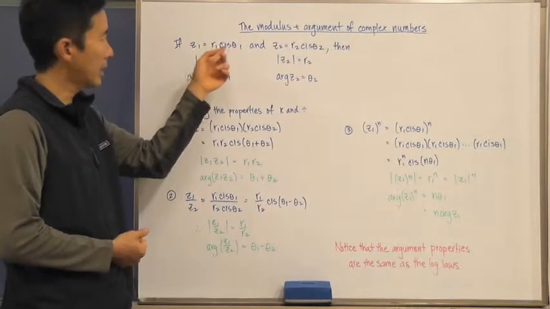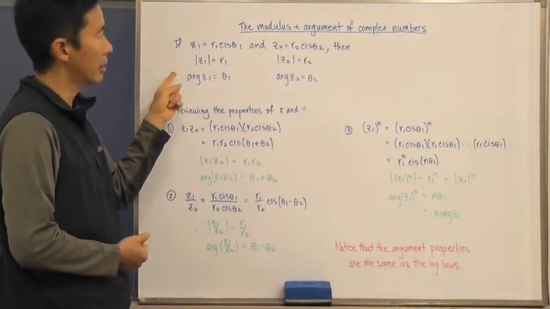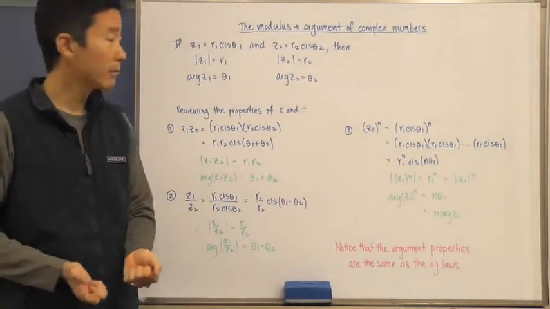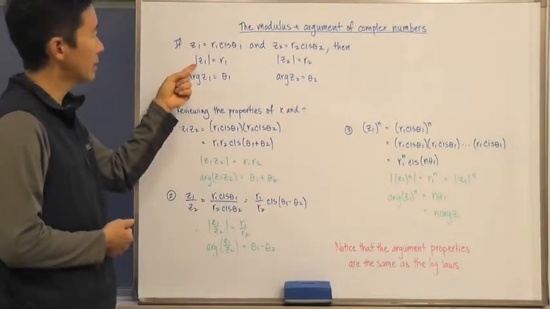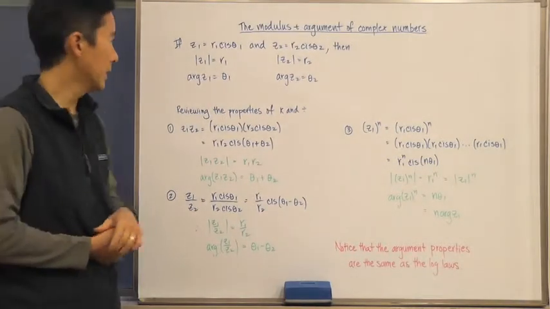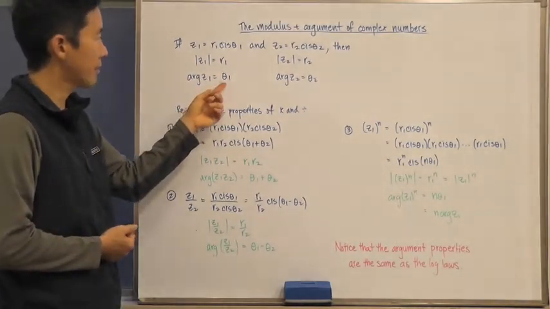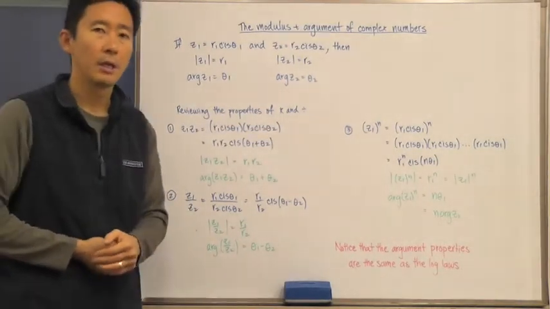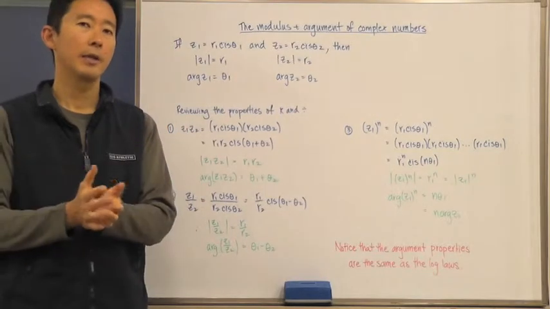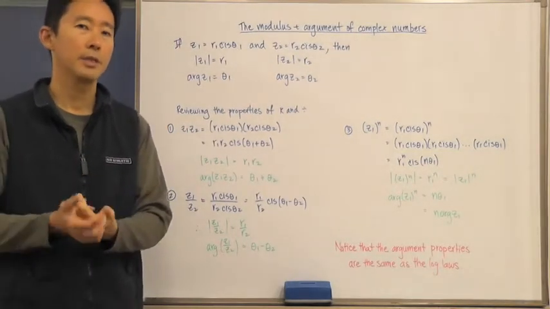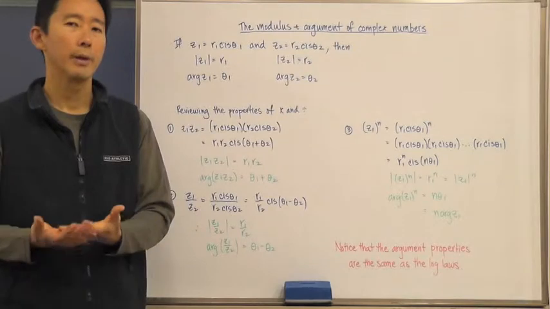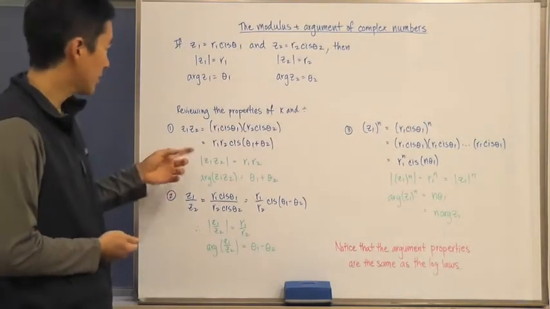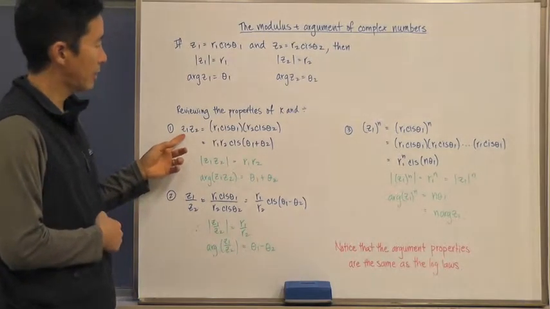So when we analyze the modulus and argument for each of these complex numbers written in polar form, the modulus of z sub 1 is simply going to be r sub 1, and the argument of z sub 1 is simply going to be theta sub 1. And the same thing for z sub 2. Now we want to take a look at what the modulus as well as the argument will be when we multiply and divide complex numbers in their polar forms.